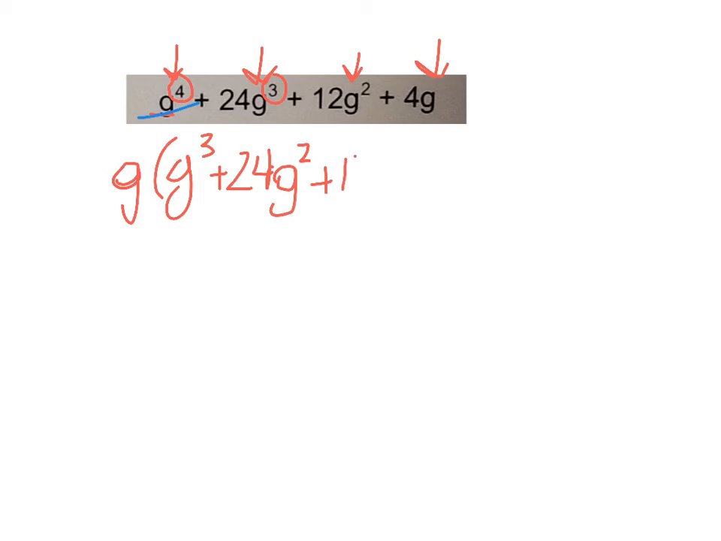Then it would be plus 12g, because there's 1 on the outside, 1 on the inside to get us to our 2, and then plus 4, because the g is already on the outside. Just to show you one more check here.